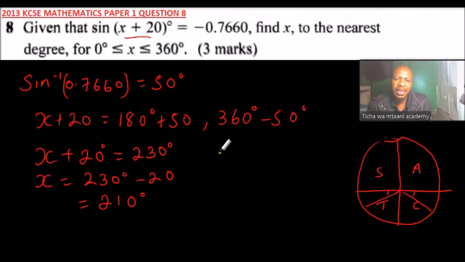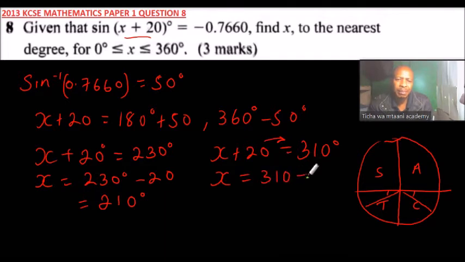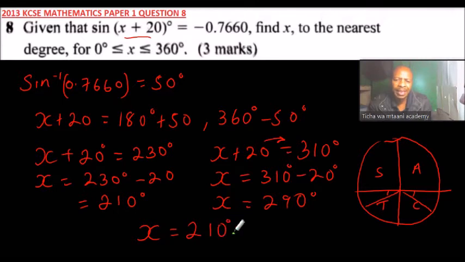The other one will say that x plus 20 is equal to, when you subtract here 360 minus 50, you will be able to get 310. So you take 20 to the other side, becomes negative, so x is equal to 310 minus 20, and these are degrees. That means our x is equal to 290 degrees. So it means the values that satisfy are x equals 210 and 290.